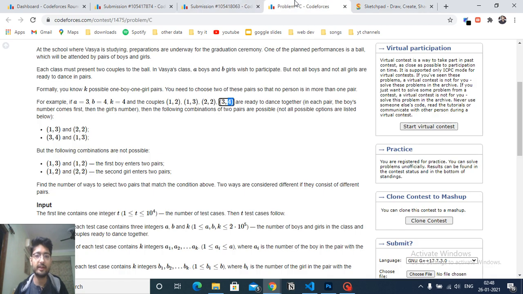Also, you cannot do this in a brute force way, which means for every pair finding out the other pair which is possible. If the constraints are small, you can do an O of n square approach, in which for every pair you find out the next pair which is possible.